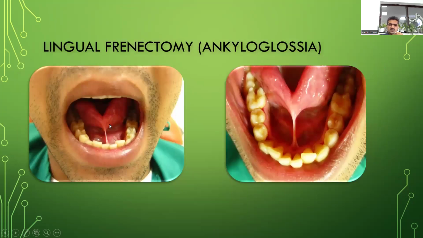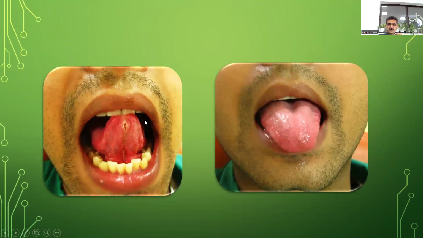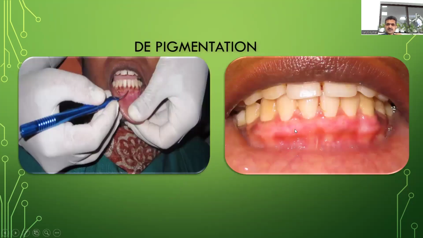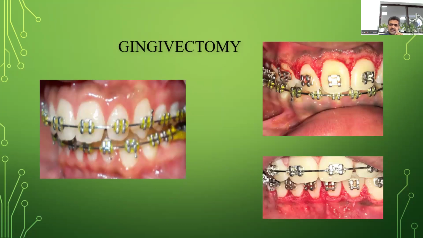Next is ankyloglossia, tongue tie. The patient had difficulty in speech and couldn't touch the upper central incisor or protrude the tongue. So with the help of a diode laser, we relieved the frenum. The patient immediately could touch the tip of the incisors and protrude the tongue. Depigmentation is a routine procedure done with the help of a diode laser, and gingivectomy and gingivoplasty could be done with the help of a diode laser.